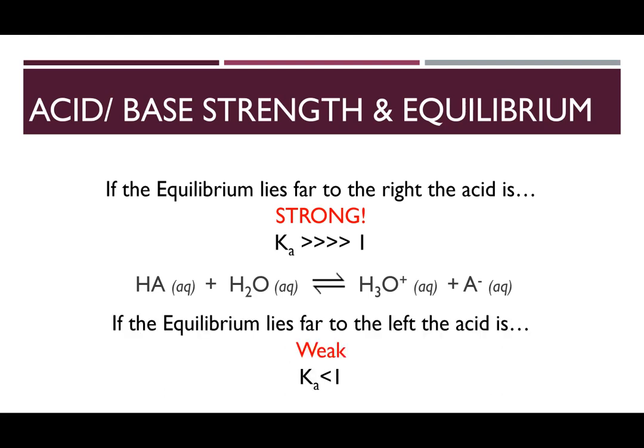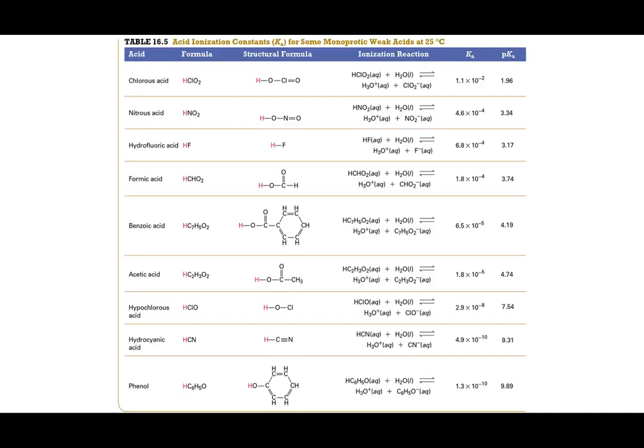If the equilibrium lies to the left, so the reactants are favored, so Ka would be less than 1, we're going to define that as a weak acid. So it's not going to completely dissociate. So as we increase the Ka, we're going to increase the strength of the acid. Or the smaller the Ka, the weaker the acid's going to be, the less it's going to dissociate.